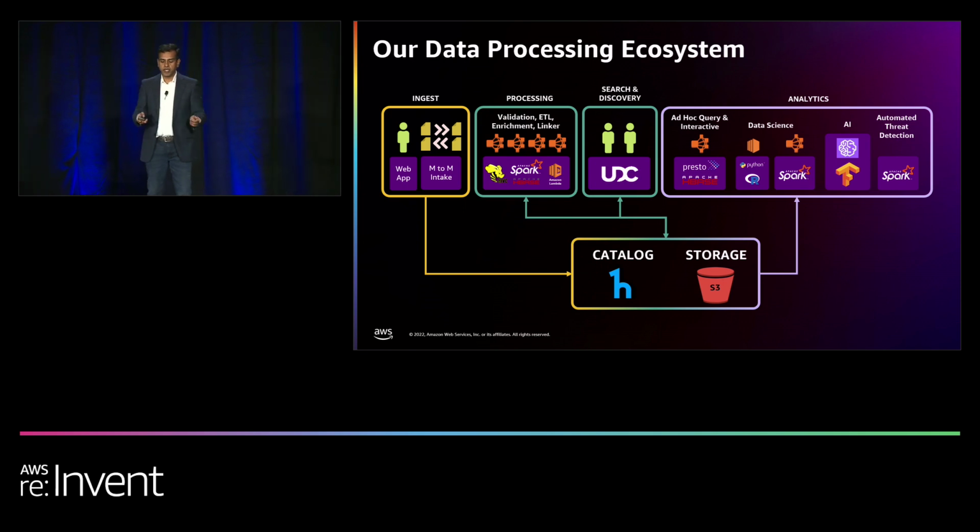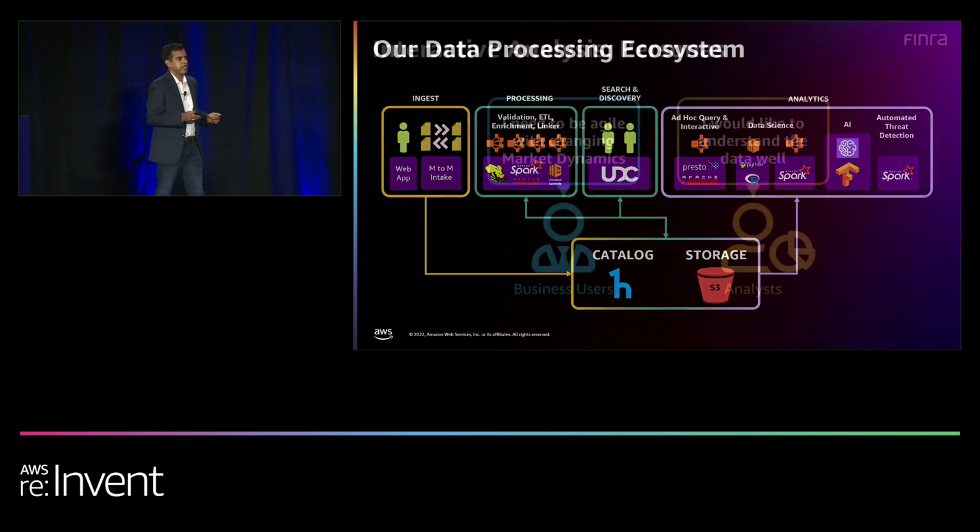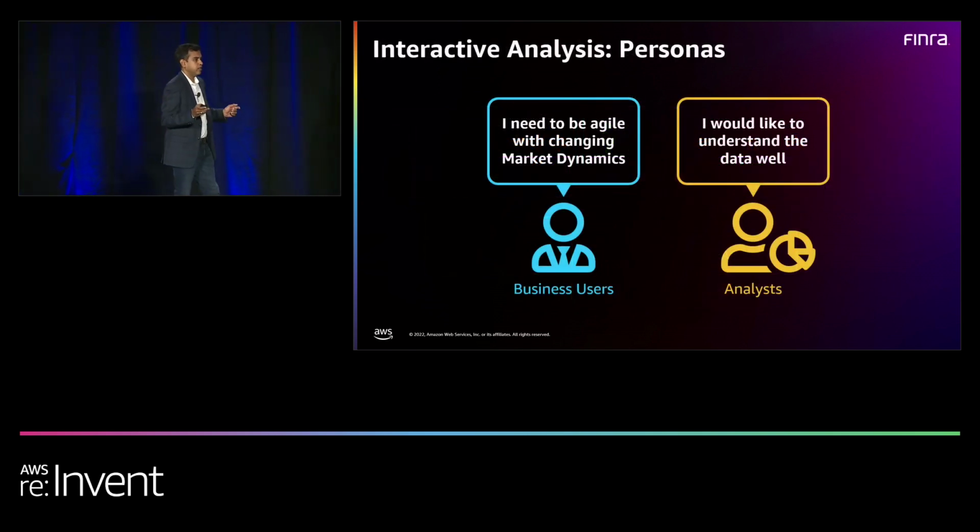So I want to dig deeper into what the different kinds of users who are using this data are and what challenges they have. I want to drill deeper into two users who constantly analyze the data. First, the business users, who want to know right away what happened in the market. They want to be agile and nimble, and they want to see what's happened and quickly respond to the data. The other set of users are the data analysts.